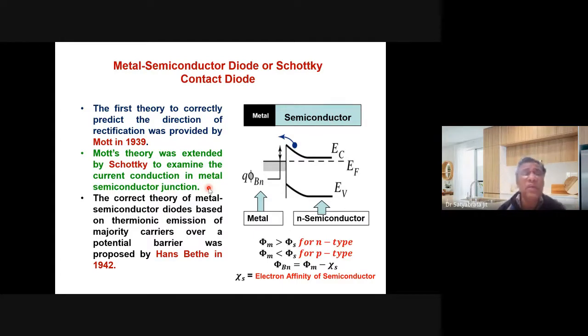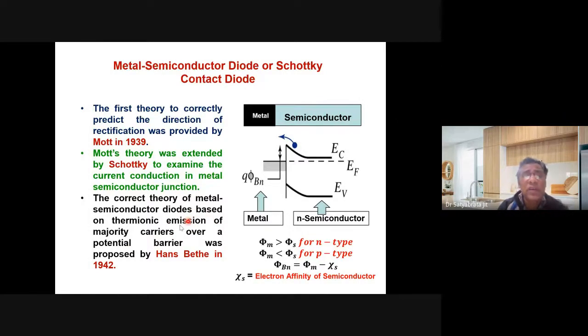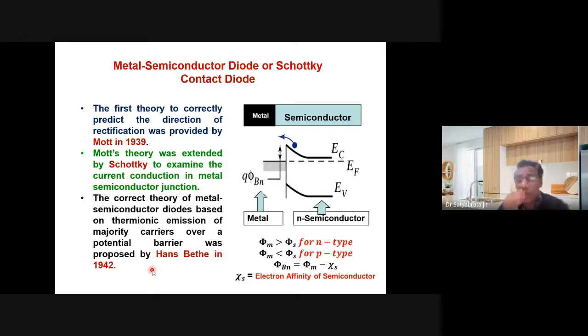So that was achieved around 1939 and the 1940s, with the help of both Schottky and Mott. Then the IV characteristics for the metal semiconductor junction, based on thermionic emission of majority carriers, were suggested by Hans Bethe in 1942. And this theory, this Schottky junction diode equation that Bethe suggested, is still in use. We still use this theory.